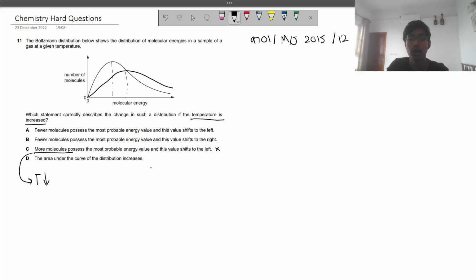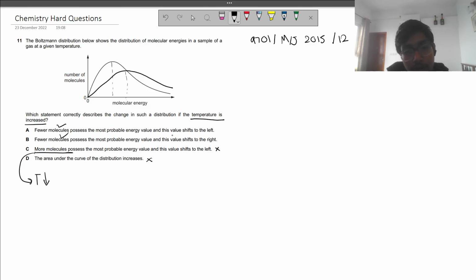We know it cannot be option D, as this would mean more gases or particles are added to the container, and that's not said. And we mostly assume that the amount of particles remains constant, so it cannot be D. Now let us look at A and B. If you look at our graph, you can see that the fewer molecules criteria is met.